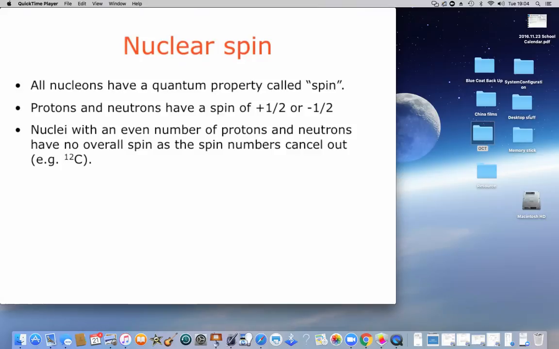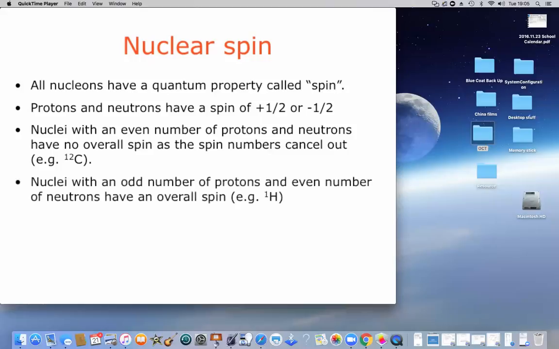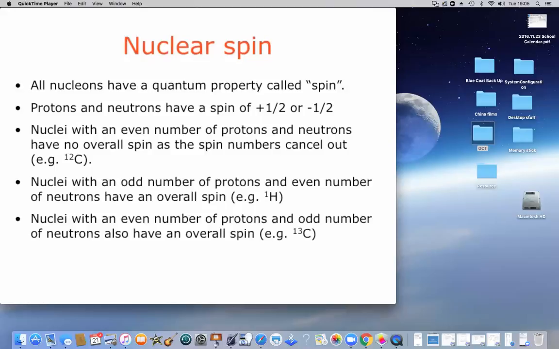The important thing to be aware of is that if you have a nucleus with an even number of protons and neutrons, the spin numbers cancel out and there's no overall spin for the nucleus. So something like carbon-12 has no overall spin. But if you have an odd number of protons and even number of neutrons, they don't all cancel out and you have an overall spin. So our protons have an overall spin. You could have an even number of protons and odd number of neutrons. They also have an overall spin, which is why carbon-13 also exhibits NMR spectra that we can interpret.